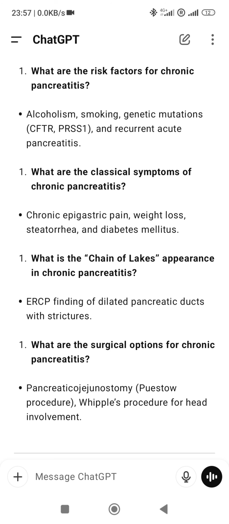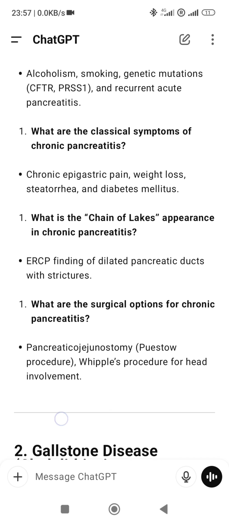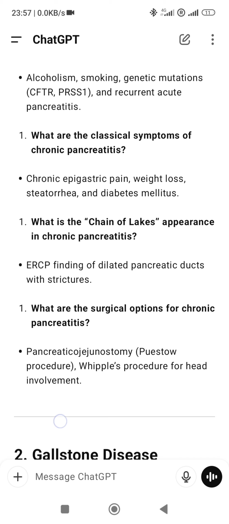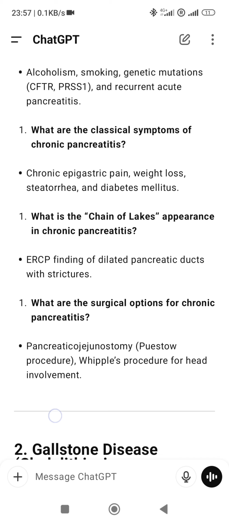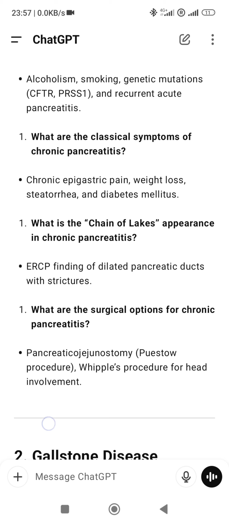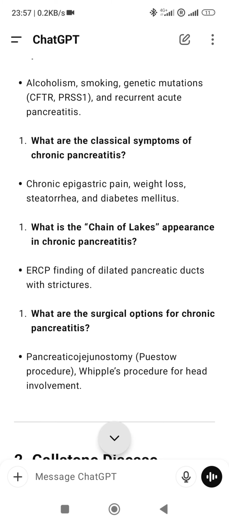What are the surgical options for chronic pancreatitis? Pancreaticojejunostomy, Puestow procedure, Whipple procedure for head involvement.